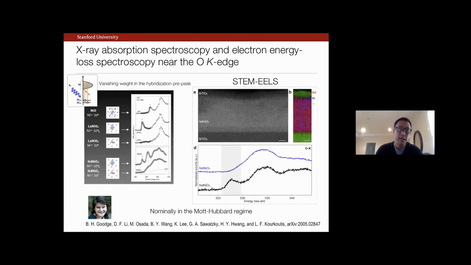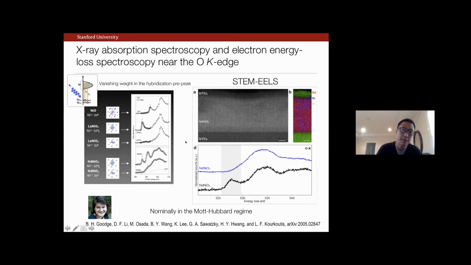Now, to give some aspects of the experimental evidence for these sorts of things, let me just focus here on the X-ray absorption spectra. And the key consequence of this notion of a Zhang-Rice singlet, for example, is to see spectroscopically this hybridization pre-peak in the oxygen K edge. And what you see here is, for example, if we look at nickel oxide, nickel 2+, or nickel 3+ in the perovskite, you do see this prominent pre-peak. But in the infinite layer case, you see almost nothing. This is for lanthanum, and this is for neodymium.